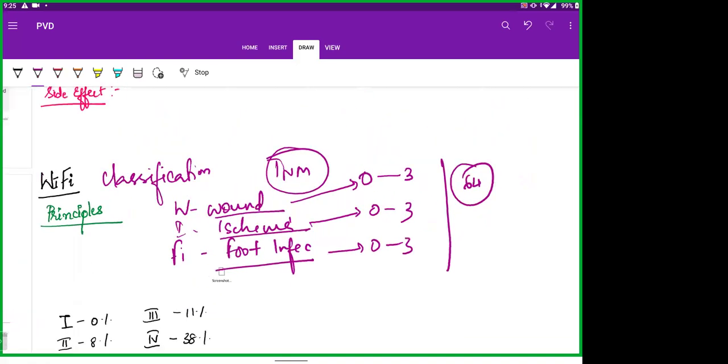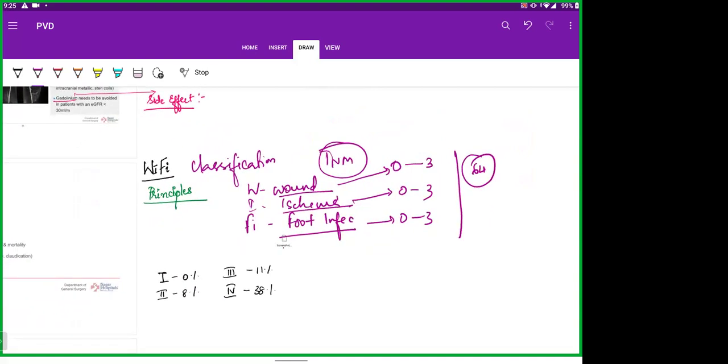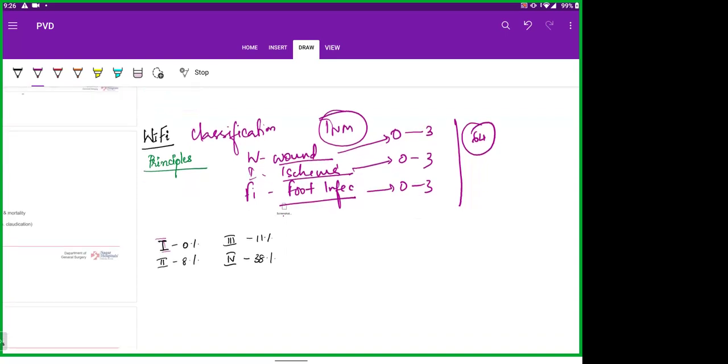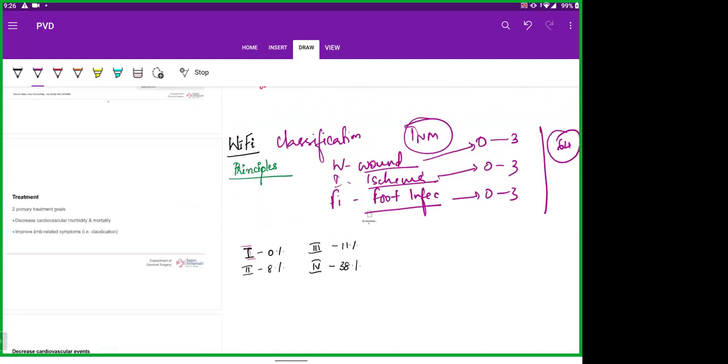Based on this, I would show you, you don't have to remember the entire WIfI classification. It's given in Sabiston. But what you need to understand, as a recent meta-analysis also says, is that the likelihood of amputation at 1 year increases progressively with the stage of WIfI. Stage 1 will have 0%, whereas stage 2 will have 8% at the end of 1 year, stage 3 will have an 11% chance of amputation, and stage 4 will have 38%. So this is something new and there is a very high chance of a short note question on this.